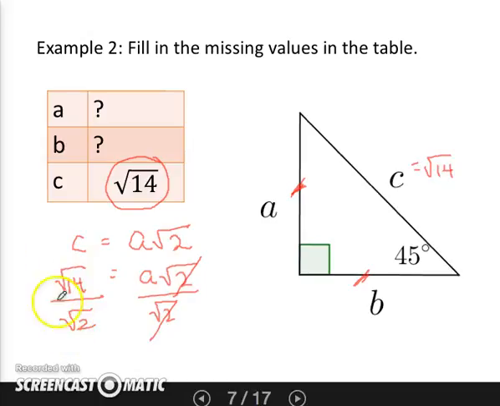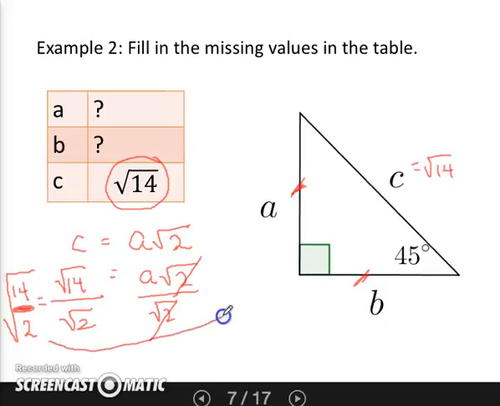And on this side, remember from the simplest radical form video that we went over the rule that says if you have a square root in the numerator and another square root in the denominator, you can put both numbers under one big square root sign and have the whole fraction inside of the radical. So we're going to do that. We're going to put 14 over 2 inside of the radical.